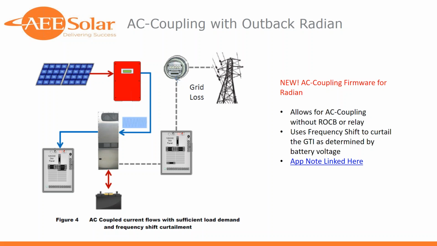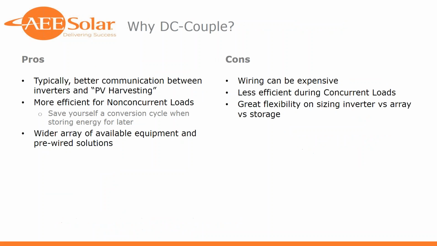So really powerful stuff. That's out now for Radian. You can download that off the Outback Power website. It's in testing for the Skybox products. It's firmware. How excited can we be? Well, pretty excited based on what this is going to allow people to do. So cool stuff there from Outback.